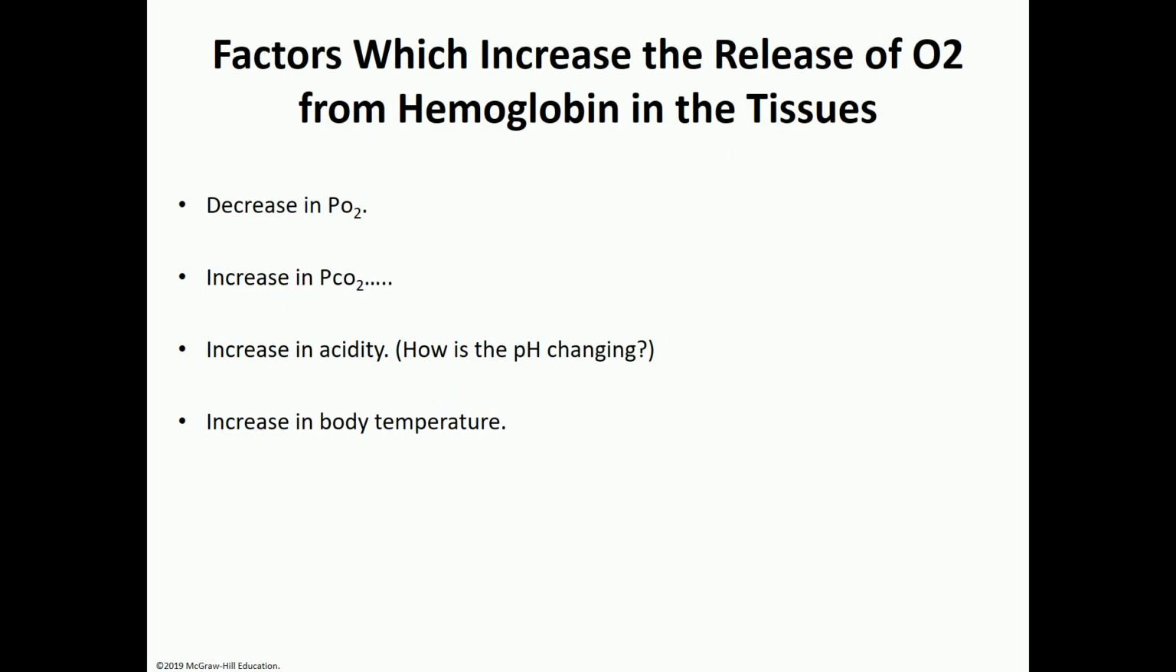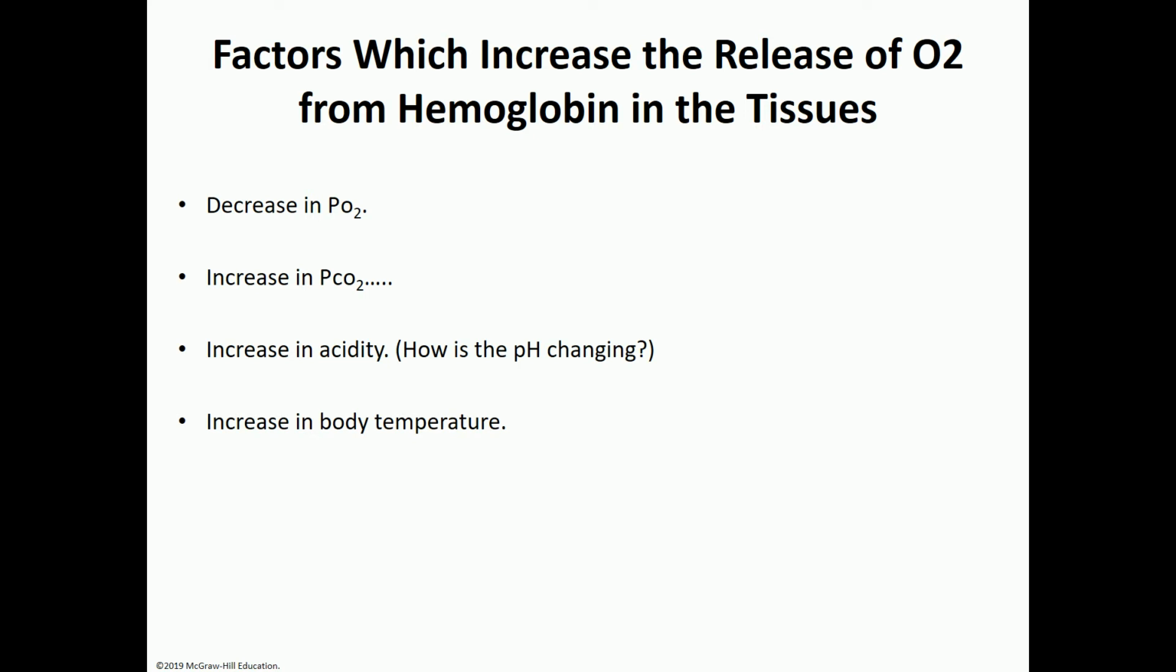Now, how does the oxygen get released from hemoglobin? What are the conditions that will favor the release of oxygen from hemoglobin? One of them is a decrease in the pressure of oxygen levels. So when blood reaches areas that have low partial pressures of oxygen, that oxygen will dissociate or leave the hemoglobin and go to those tissues.